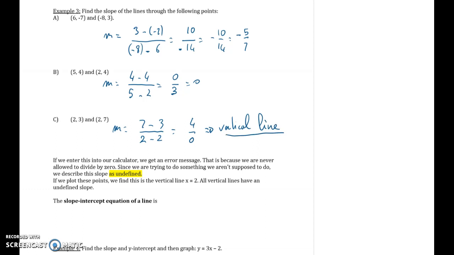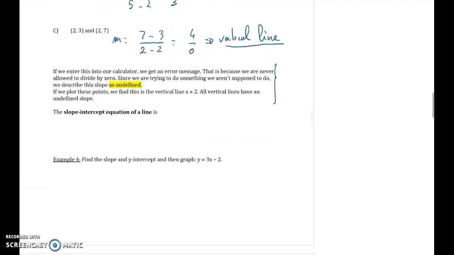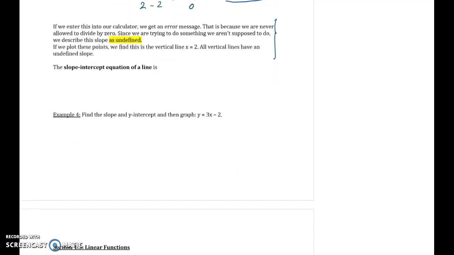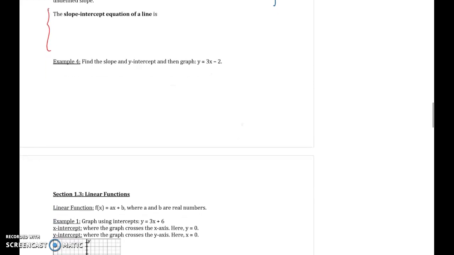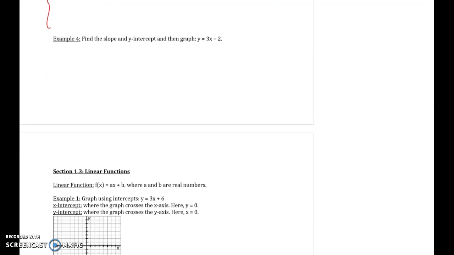Okay? Please pay attention to the fact that a vertical line has an undefined slope. I will let you write the slope-intercept equation of a line with your book, okay? And I will let you find the y-intercept of y equals 3x minus 2 by yourself.